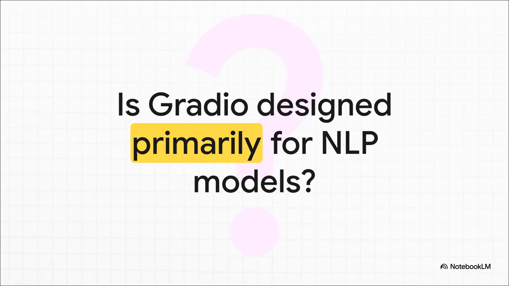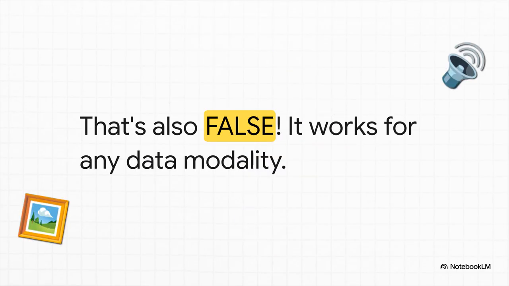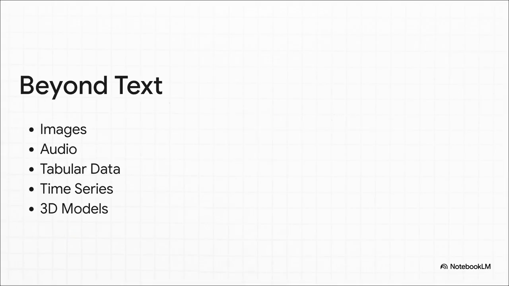Okay, myth number 2. With all the buzz around LLMs, you see Gradio demos for chatbots and text generation everywhere. So does that mean it's just for natural language processing? And once again, that is absolutely false. Gradio's range is way, way bigger than just text. You can build interfaces for image models, audio models, stuff that works with tabular data or time series. You can even make demos for interactive 3D models. The rule of thumb is pretty simple. If you can build a model for it, you can probably build a Gradio demo for it.